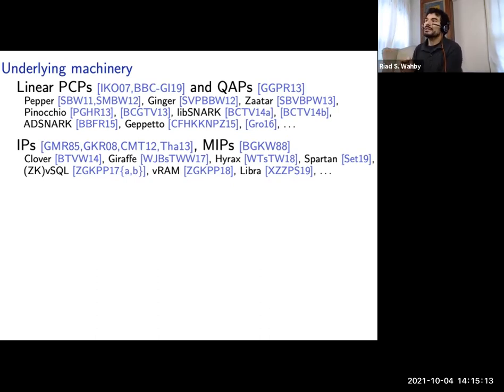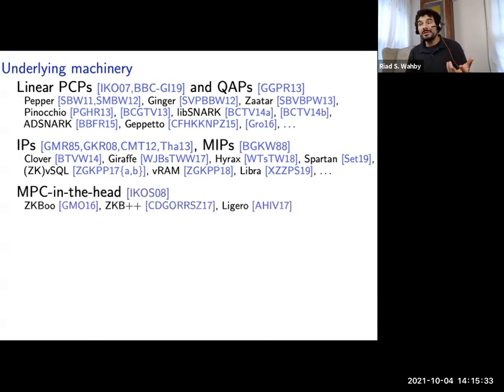So there's been a lot of work in this line that tries to turn these not only into interactive proofs, but into zero knowledge proofs, non-interactivity, et cetera. So like zkVSQL and Hyrax and Libra and later on Spartan, all of these are sort of refining this idea that underlies GKR07.